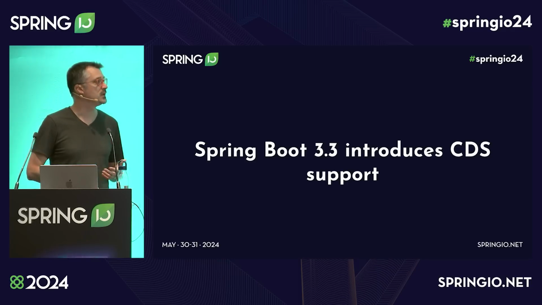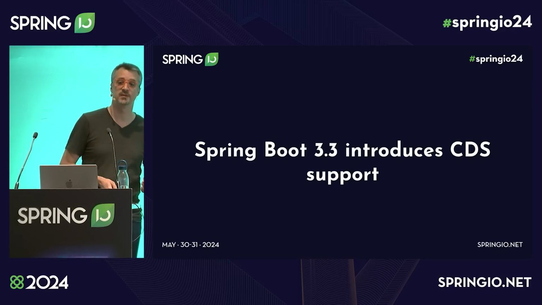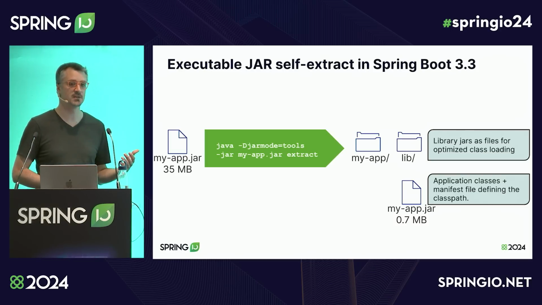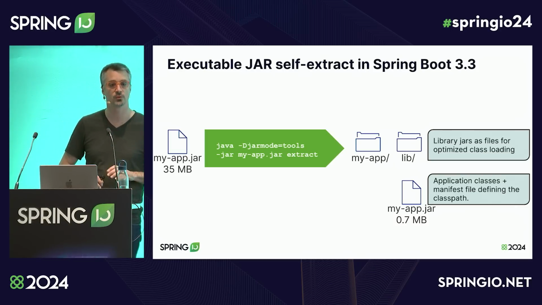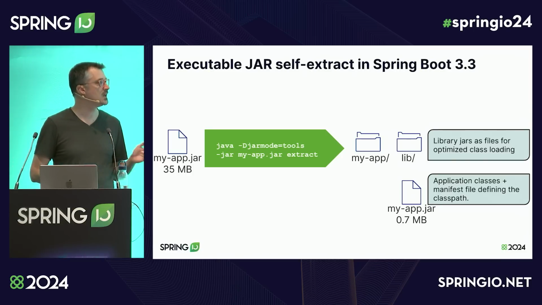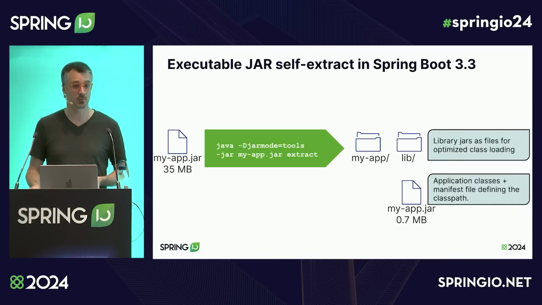So Spring Boot 3.3 introduces CDS support via 2 new features that I'm going to present today. The first new feature is this capability for executable jars to auto-extract themselves. I think that's pretty important, and I really like this feature because I know that a lot of people run executable jars directly in production. It's not the most efficient way to run your Spring Boot application.